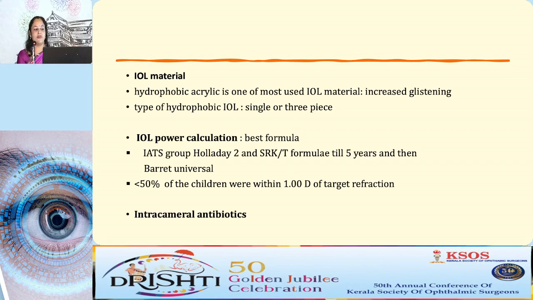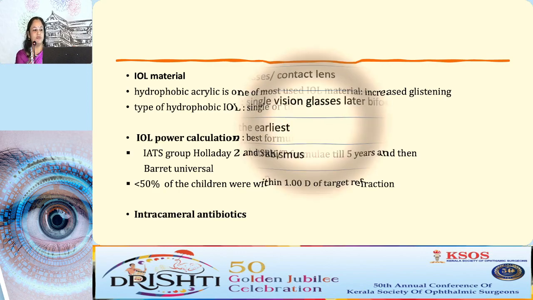And it has been found that less than 50% of children at 5 years of follow-up were within 1 diopter of target refraction. That is, you know that after pediatric cataract surgery there will be a myopic shift, so you may tend to make them more hyperopic. But at 5 years of follow-up, less than 50% were found within 1 diopter of target refraction. And there was no consensus on whether intracameral antibiotics have to be used or not.